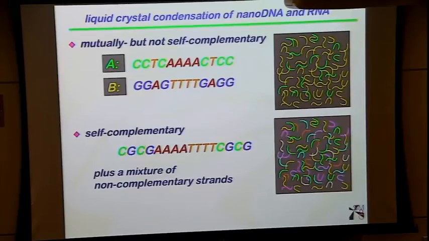All right, so that's kind of the first part of the story, just discovering these nano DNA oligocrystals and trying to understand their behavior. Okay, so then in this exploration of different base pairing scenarios, we went to oligomers that were mutually complementary, but not self-complementary. So we have A and B that match, where the bases are base pairing, but these things will not bind to themselves. They'll only pair mutually.